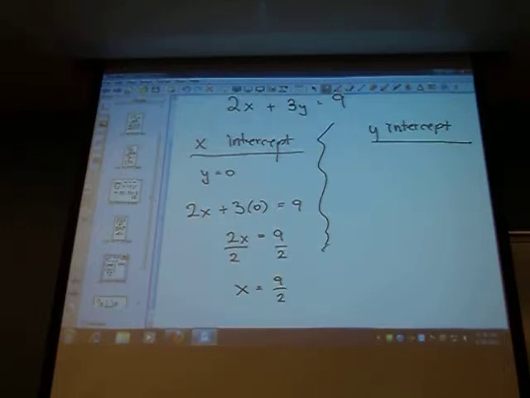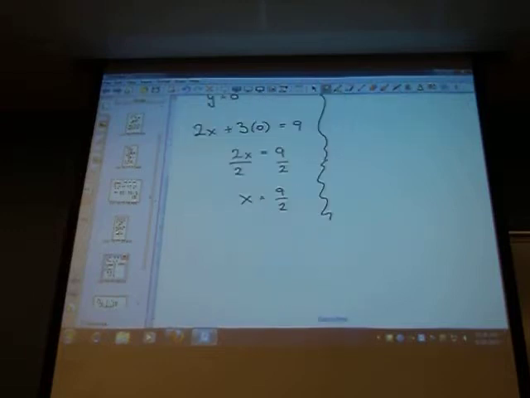So what is my x-intercept? X equals 9 over 2. And I would write that as a point. 9 over 2 was my x value. Y was 0.